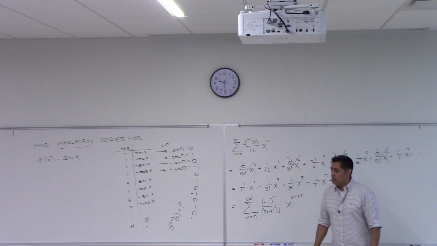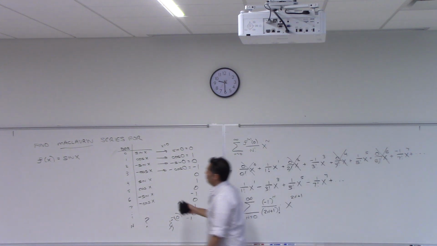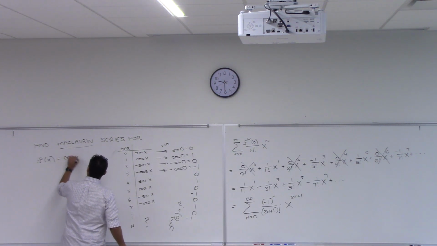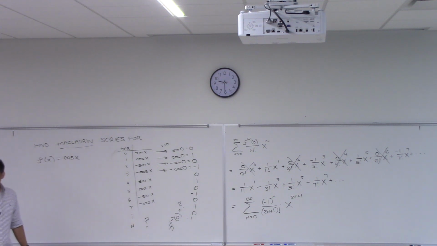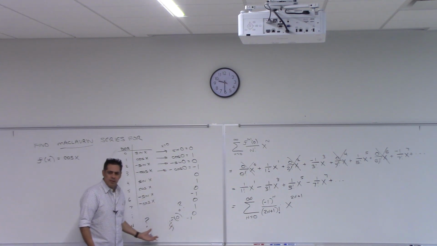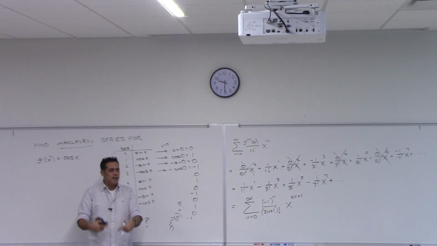All right, you ready? Cosine's next. So we're going to find the Maclaurin series for cosine. It's going to be very similar, in the sense that we shouldn't be able to find a formula down here with cosine, because we're still going to get some sort of alternating. Let's do it.